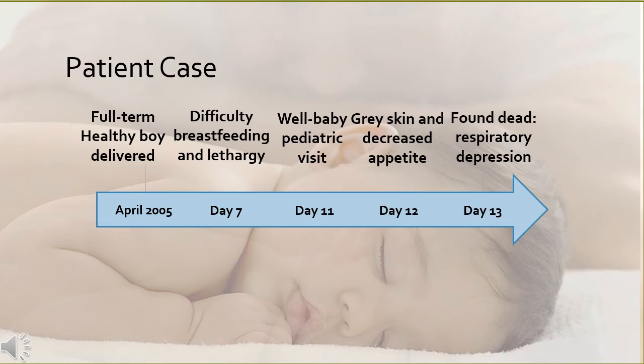On day 11, he was seen at his PCP for his well baby visit, and the next day, the family reported he had gray skin and decreased appetite. On day 13, his health worsened, and he was found non-responsive secondary to respiratory depression.